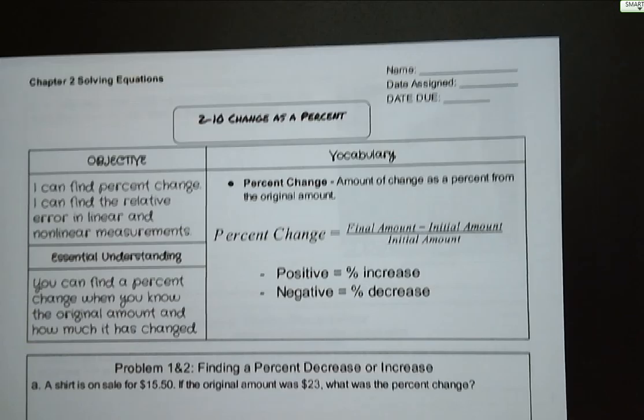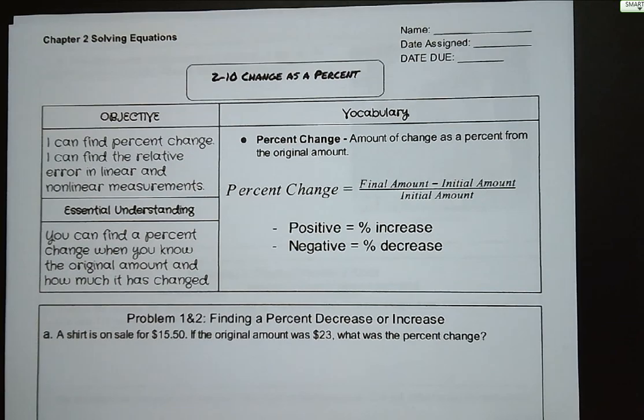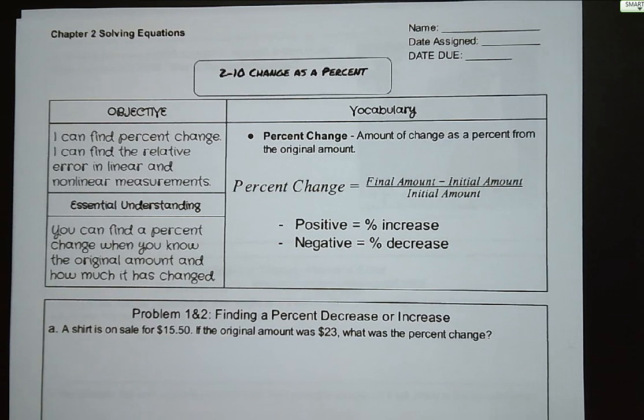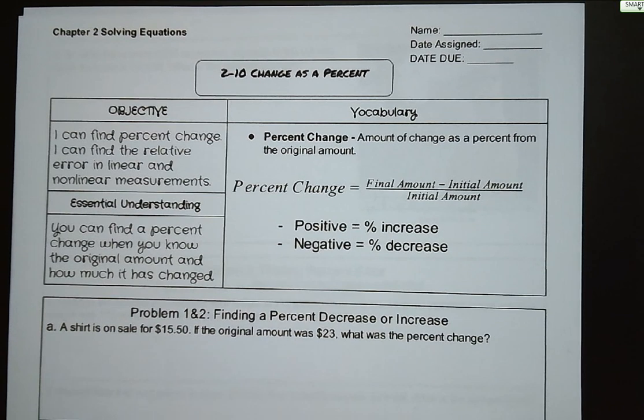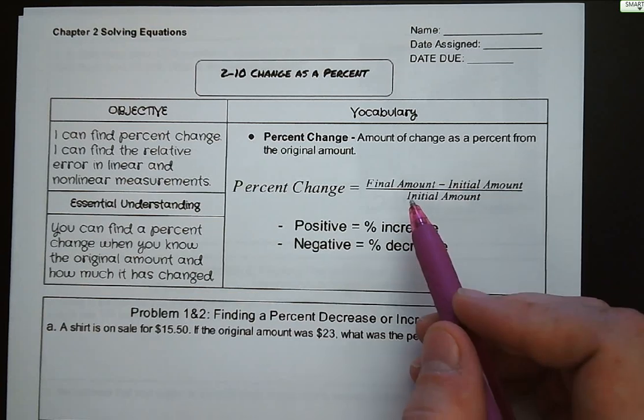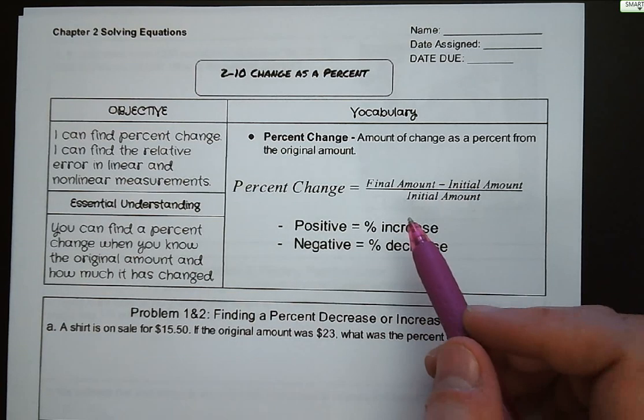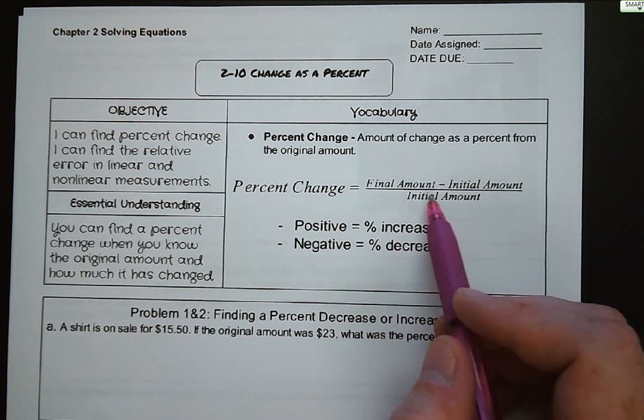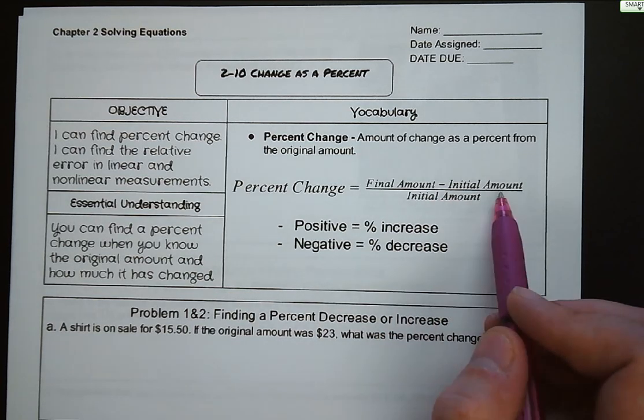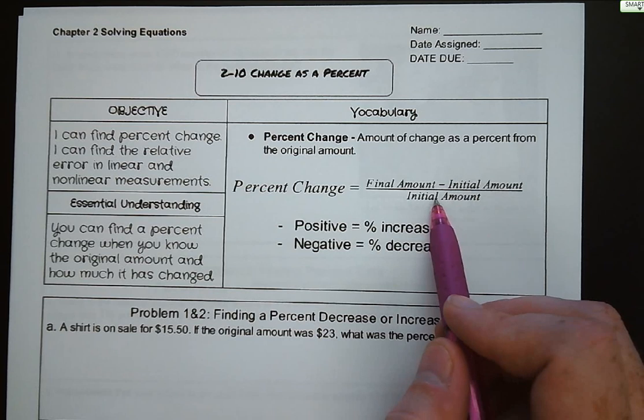Now I am going to teach you an approach that is different from what the textbook teaches. The approach is to use the exact same formula every single time, unlike the book. This is the approach you're going to use in your science classes when you find experimental errors: you take the final amount minus the initial amount and divide by the initial amount.